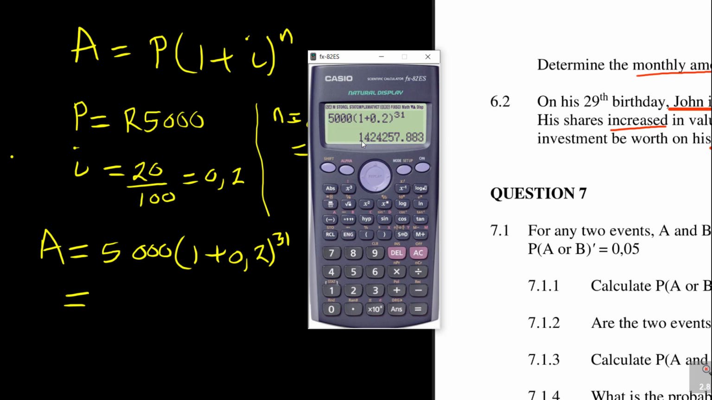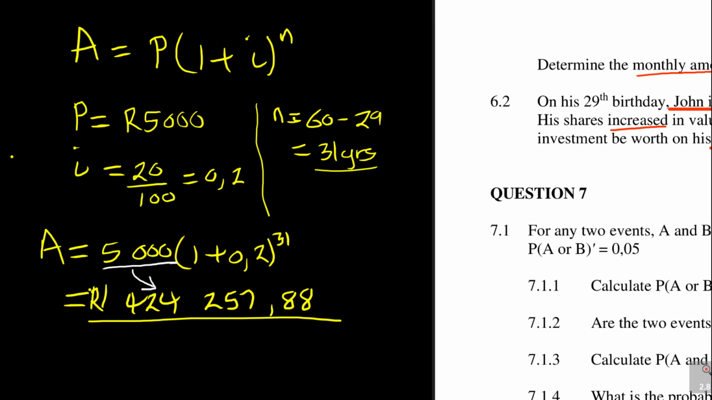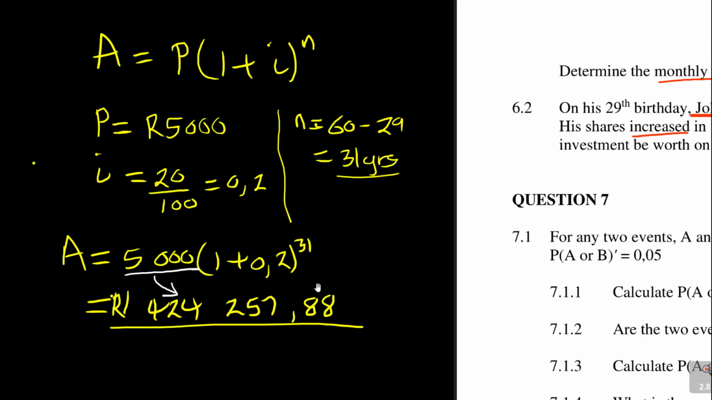It's 1,424,257.88. I hope I captured it. And we're talking about money. It's 1,424,257 rand 88 cents from 5,000. Can you believe this? 5,000 after his 31st birthday, his shares were more than 1 million. Well, with good fortune, it's possible.